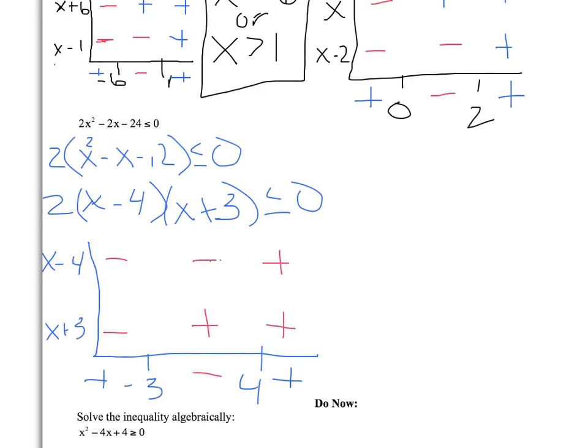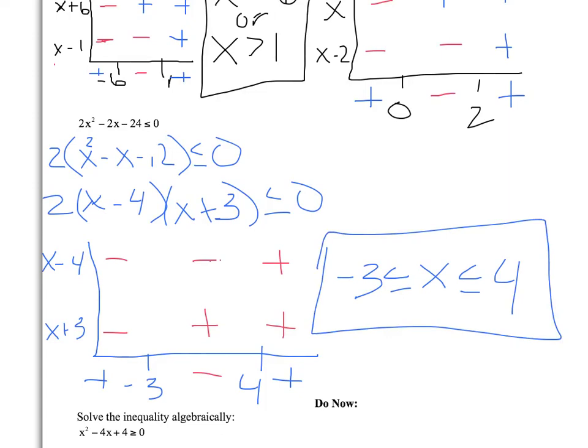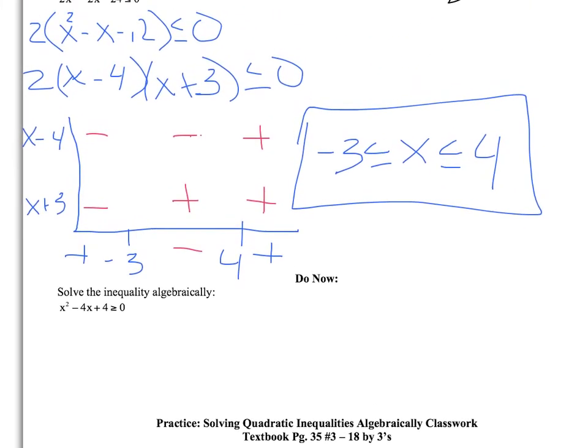The way I say that between an interval will be -3 is less than or equal to x is less than or equal to 4. Again, the equal to symbols are there because the original problem had equal to's in it. At this point, you can try the one do now problem at the bottom.